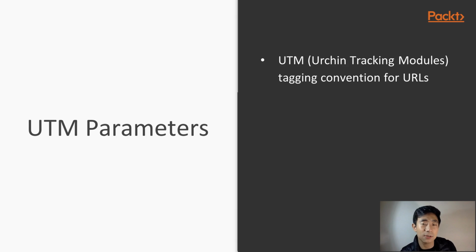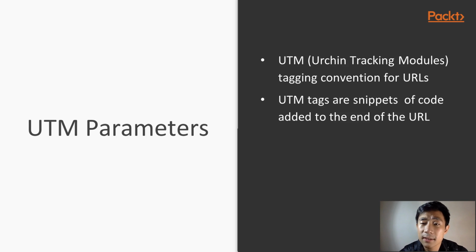So how does Google actually do this? Here is where this new topic called UTM Parameters comes in. This may be a term you've already heard before, and you may know a little bit more about the history behind why it's called Urchin Tracking Modules. Urchin was a company that was acquired by Google, and they essentially took on the name of the product that was originally produced by this company. And it's essentially a tagging convention for URLs.